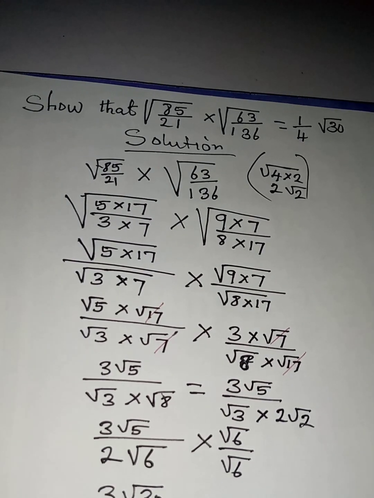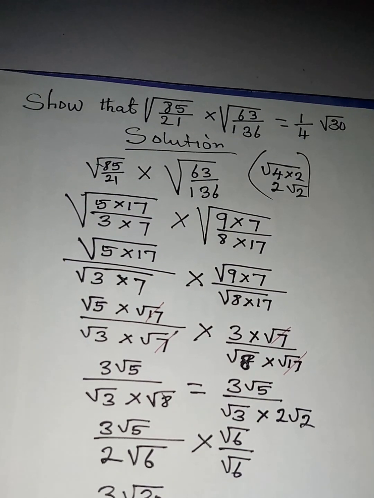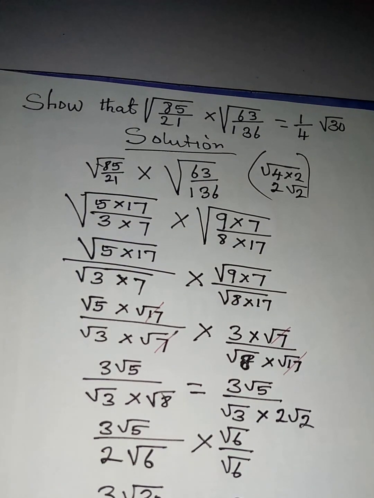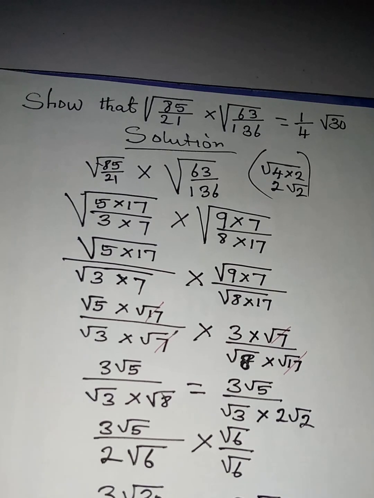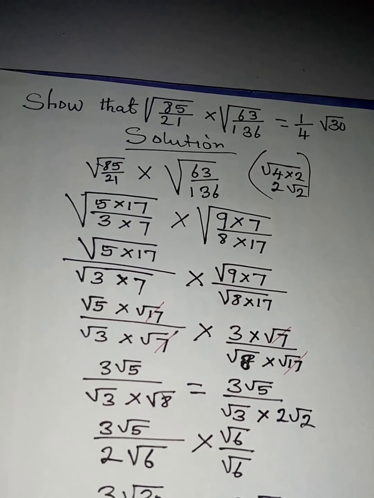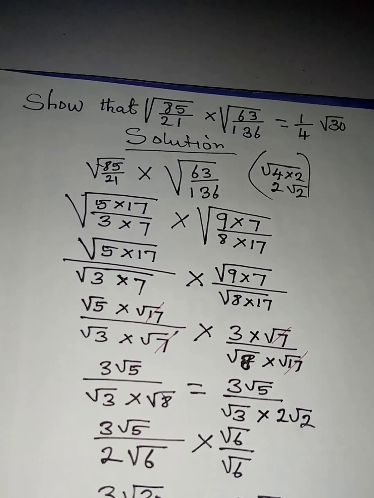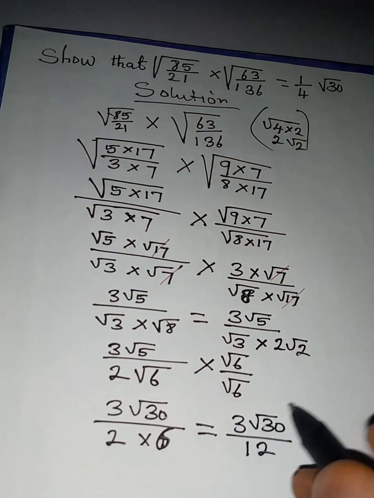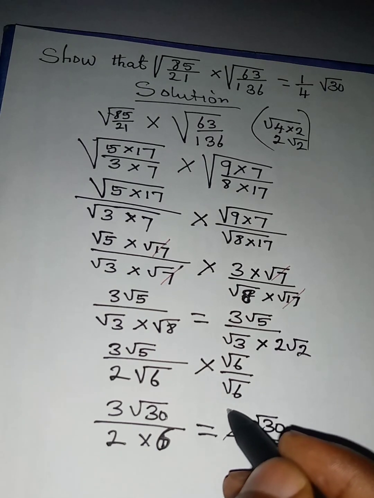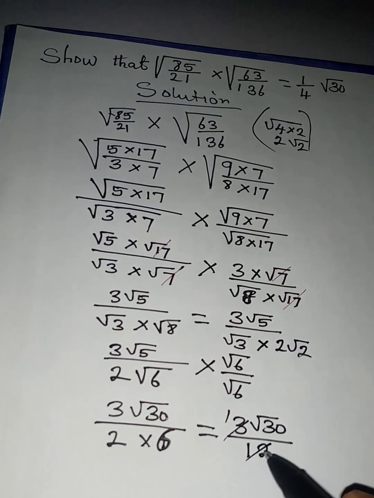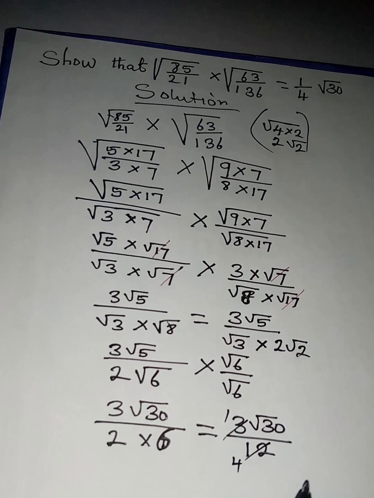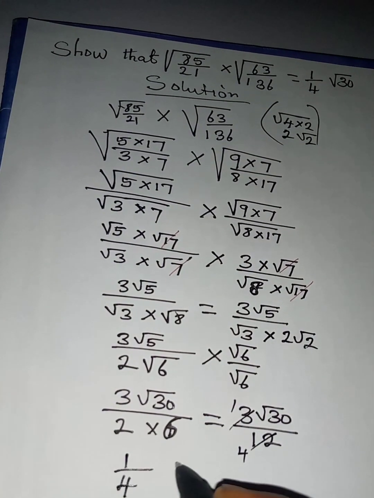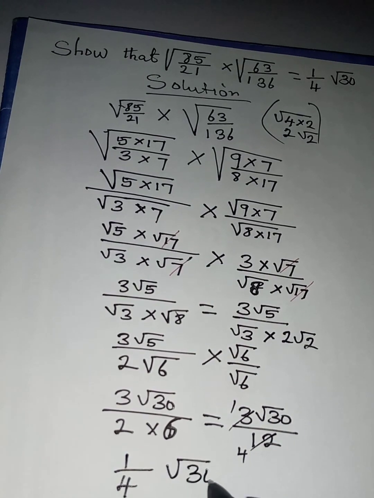So that from here we can now multiply the denominator. We have 3 root 30, then over 2 times 6, which is 12. Very correct, so we have 12. Now from here, 3 can go into 3 one time, and 3 can go into 12 four times. So meaning that we have 1 over 4 root 30.